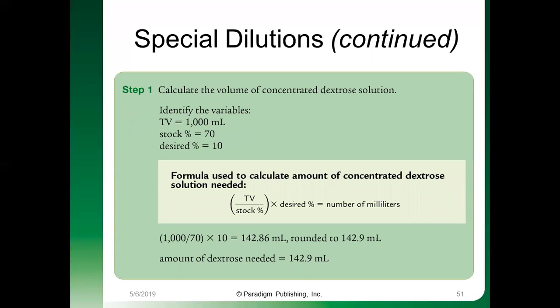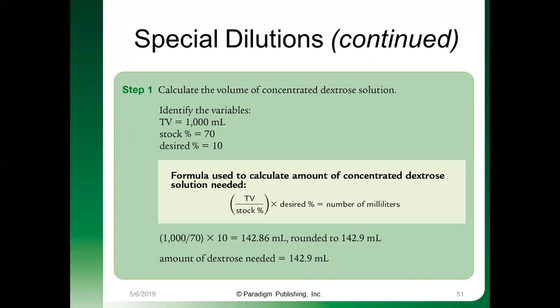So let's set up our problem. First, identify our variables. The total volume is 1,000 milliliters. The stock percent is 70. The desired percent strength is 10.